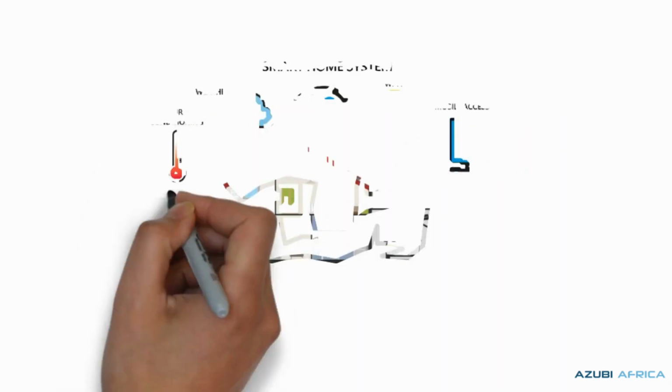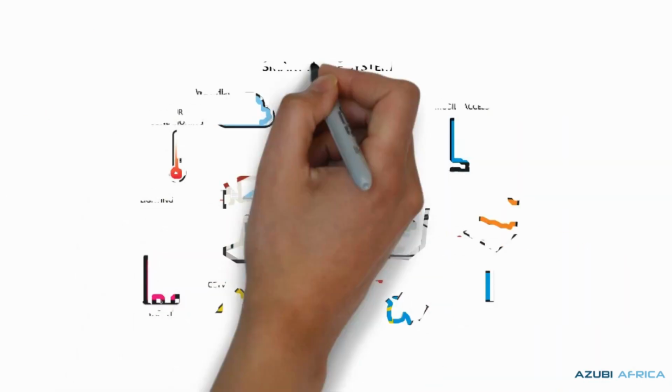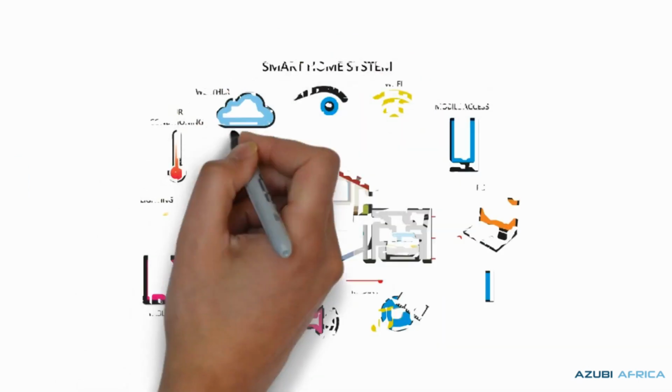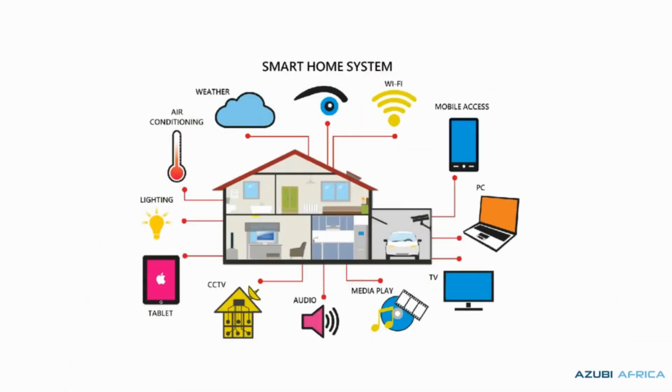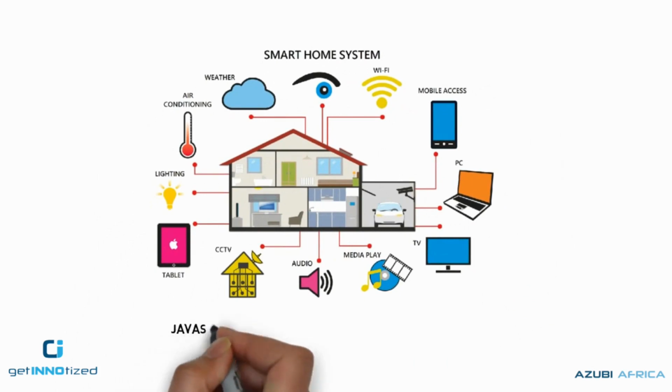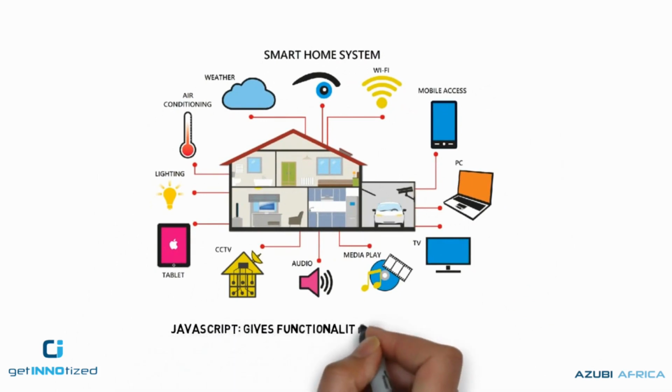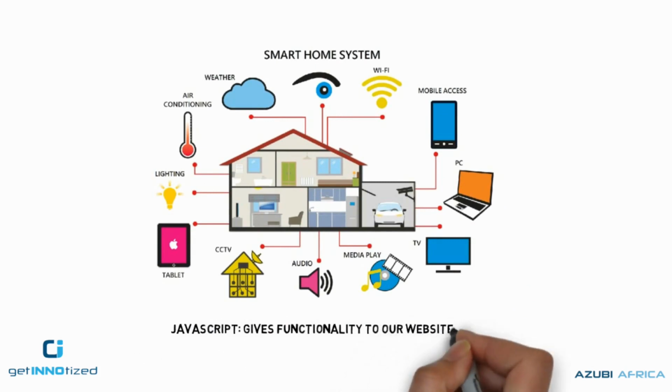Then we have JavaScript. JavaScript adds functionality to our website. In the analogy of the home, it's used for our electric gates, and if we have elevators within our house, IoT, Internet of Things, right? This gives functionality to our home. So JavaScript gives functionality to our websites.